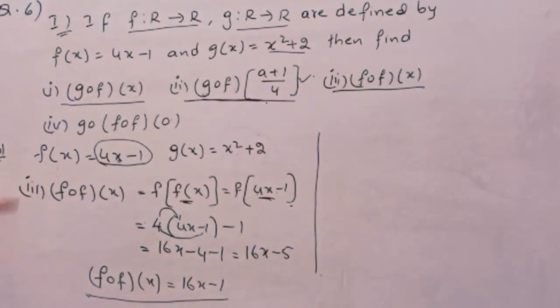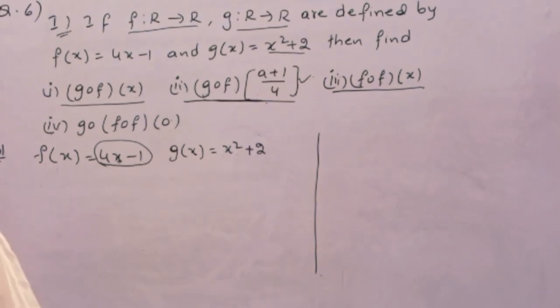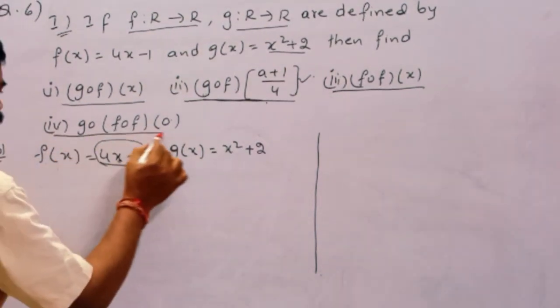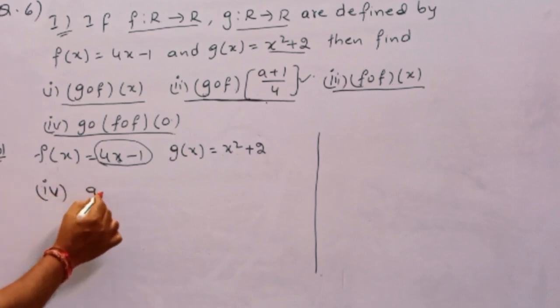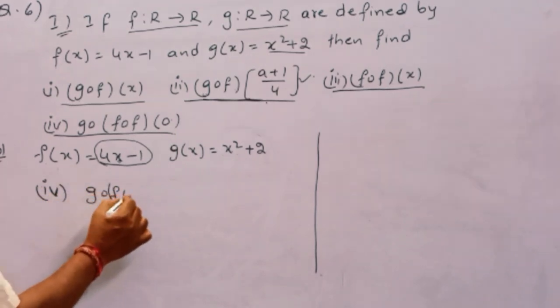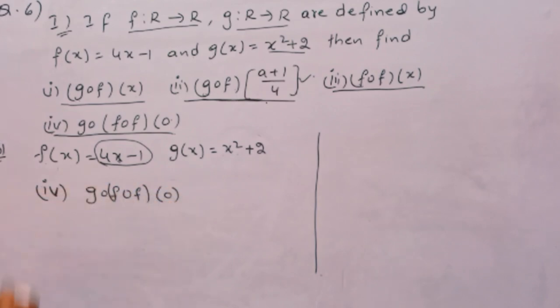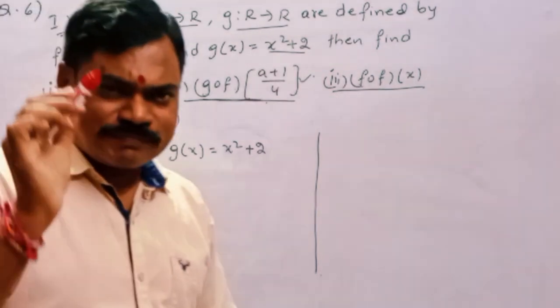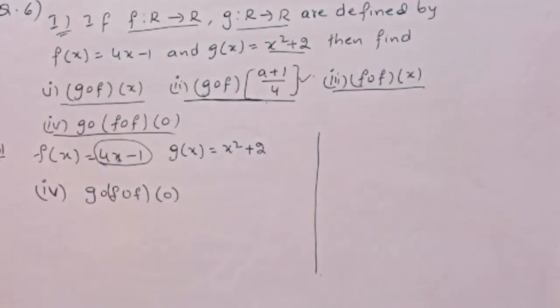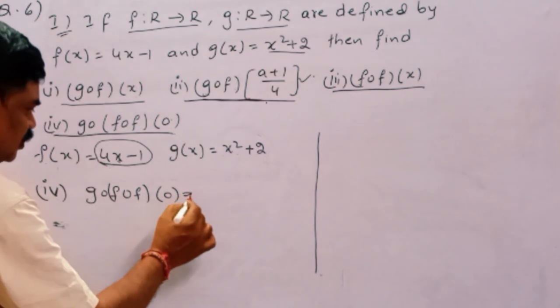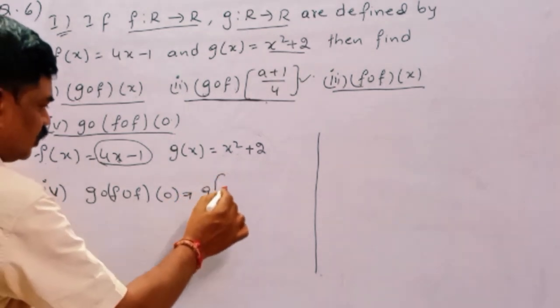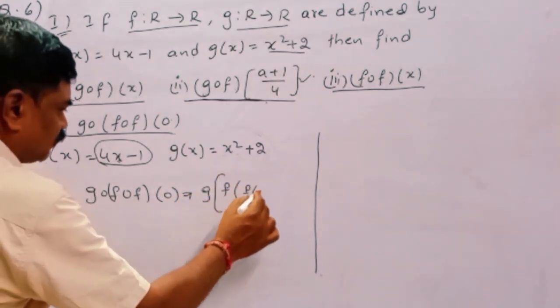Then after you find this one, the fourth one. So what is the fourth one? g circle f circle f of 0. We can write this as g of f of f of 0.